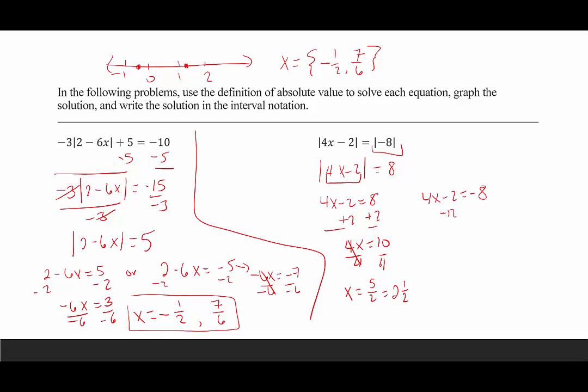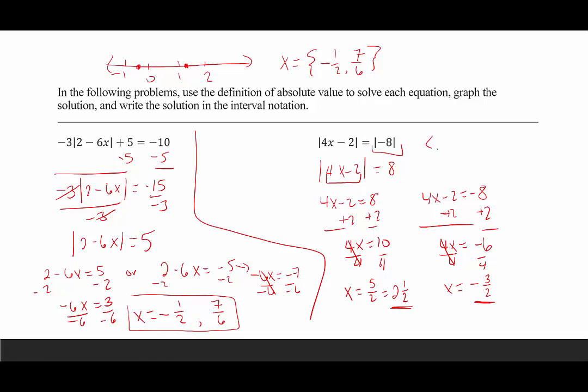Over here, let's add 2 to both sides. We get 4x is equal to negative 6. Divide both sides by 4. And again, 4 doesn't go into negative 6, but negative divided by positive is negative. They are both divisible by 2, so I'm going to write it as negative 3 over 2. So I have one solution here and one solution here.